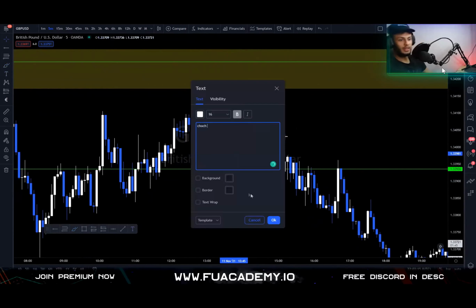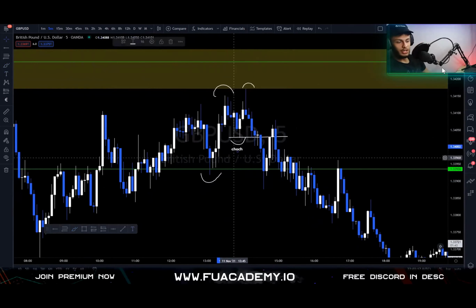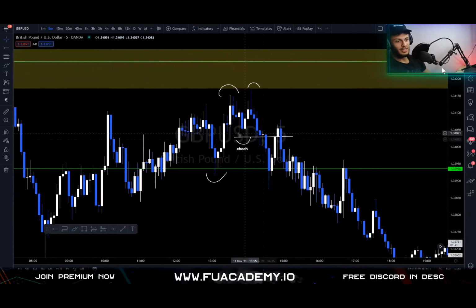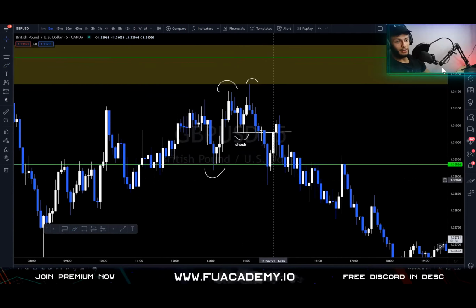This is where price changed from bullish momentum to bearish momentum. We closed below here, so this is identified as a break of structure, as well as the CHOCH, and now we made the move down.